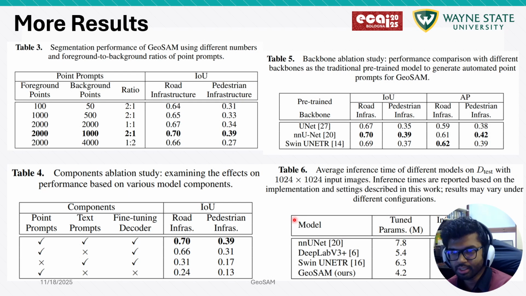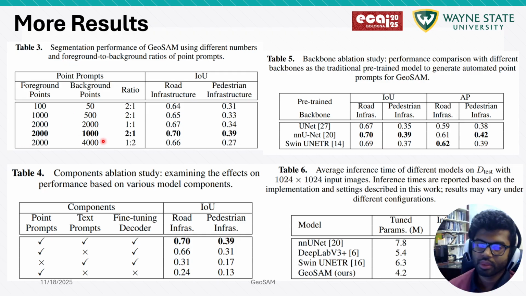For more results, why do we use different prompts? We use the 2000 and 1000 automated prompts as our default settings because they give us the best performance. And why do they give us the best performance? Because sidewalks are typically long and spatially structured, so we need to cover everything, otherwise the model gets confused between other closely related classes.